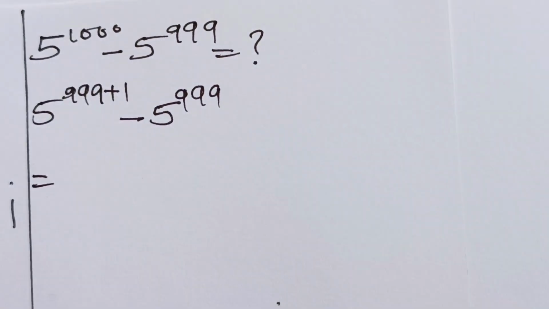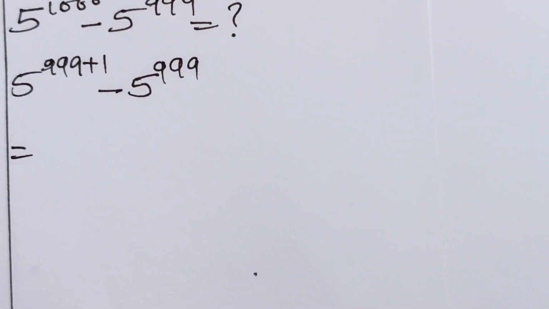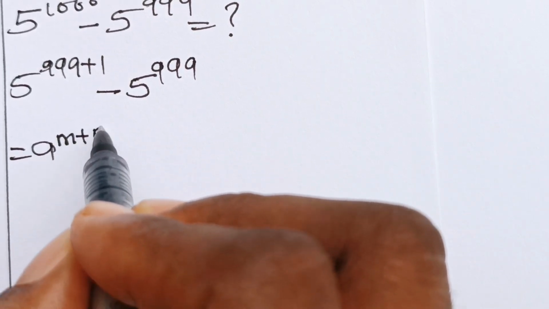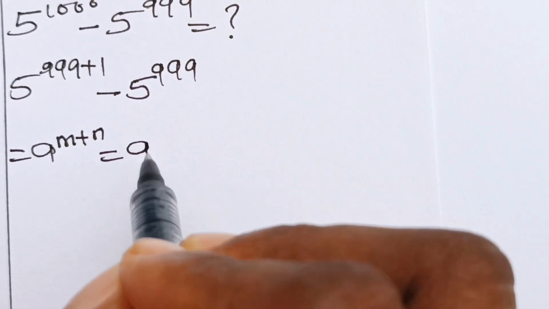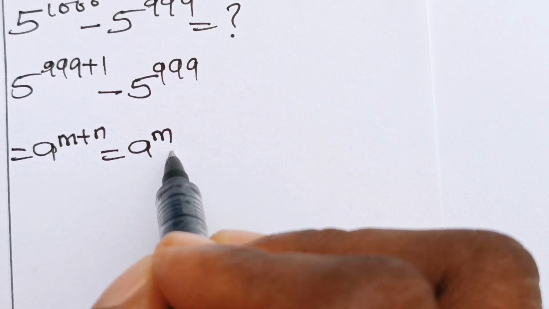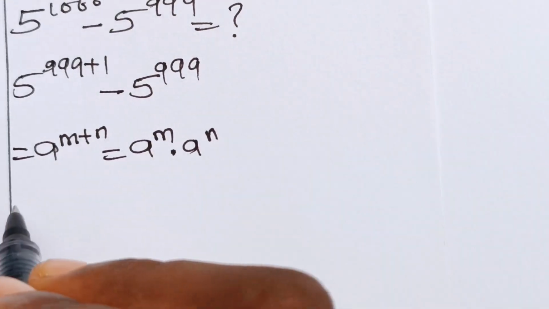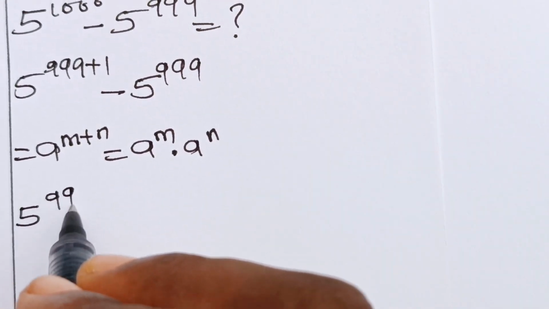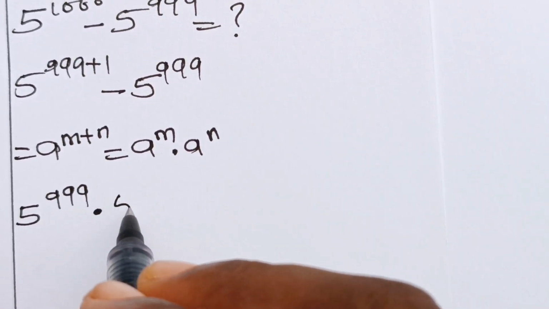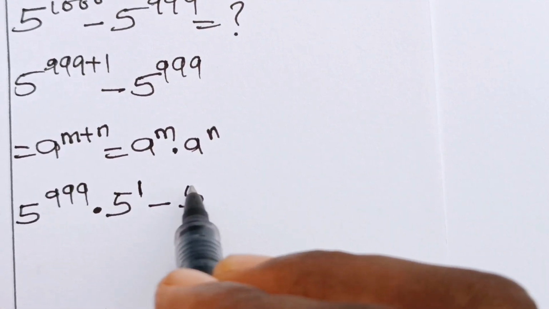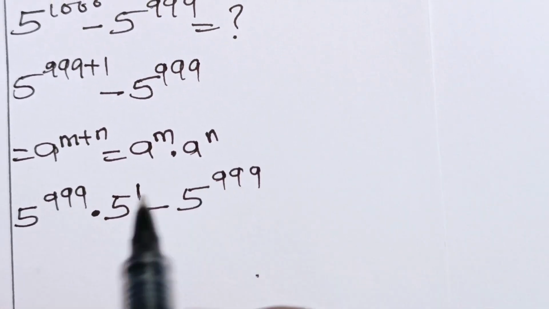Now, when you have a to the power of m plus n, this is equal to a to the power of m multiplied by a to the power of n. Therefore, we can rewrite this as 5 to the power of 999 multiplied by 5 to the power of 1, minus 5 to the power of 999.